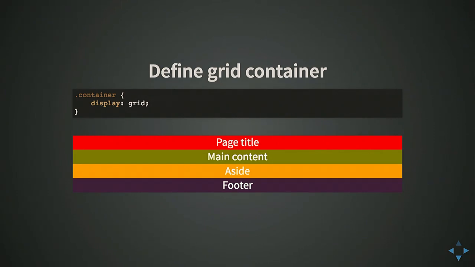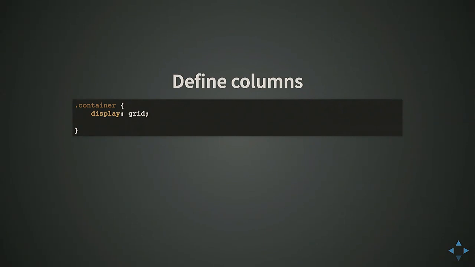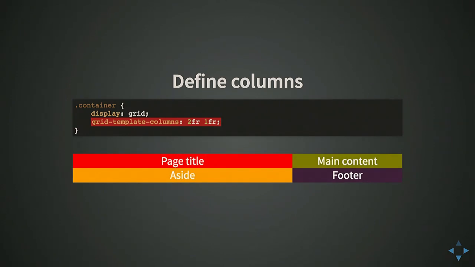Of course, most of the time, we don't want elements under each other on wider screens, so we want to create columns. So we define columns. How do we do this? This is the grid-template-columns property. I set it, and I created two columns. You can check it. We have two columns.